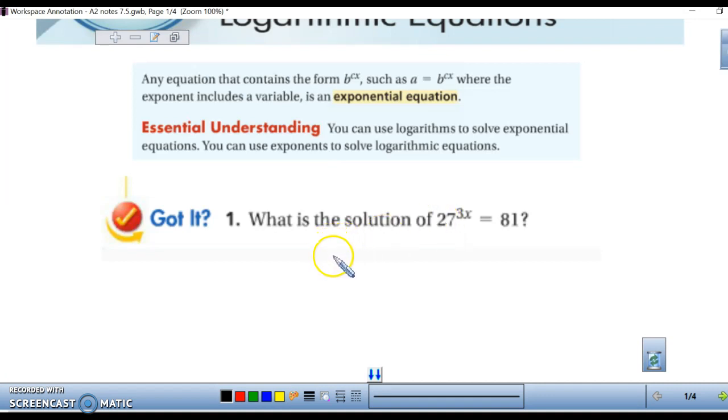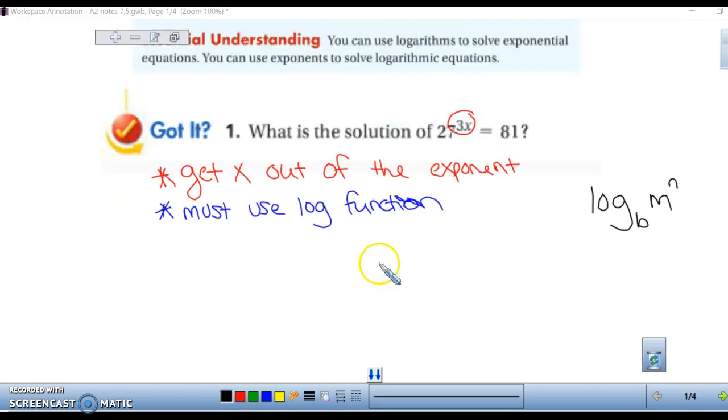We have 27 to the 3x power equals 81. So we need to solve for x. Right now, we have x in our exponent, so the first thing we need to do is get x out of it. In order to get x out of the exponent position, we need to use the log function. If you recall, there's a property of logs where if you have an exponent inside your log, that can be dropped down in front. So we're going to take advantage of that property and use that to solve for x.